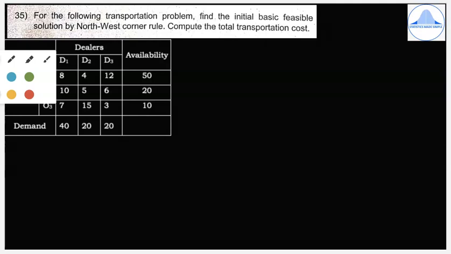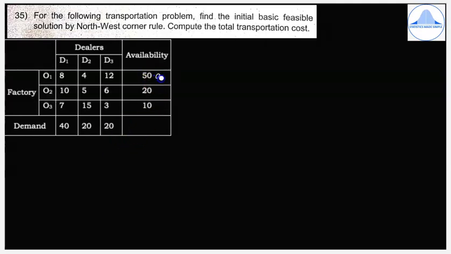So first, we will mark the availabilities as A1, A2 and A3, the requirements or demand as B1, B2 and B3. When we add the availabilities and the requirements, we get summation Ai is equal to summation Bj is equal to a total. That means it's a balanced transportation problem. So the first allocation is made in the northwest corner cell, that is X11 is minimum of A1, B1.